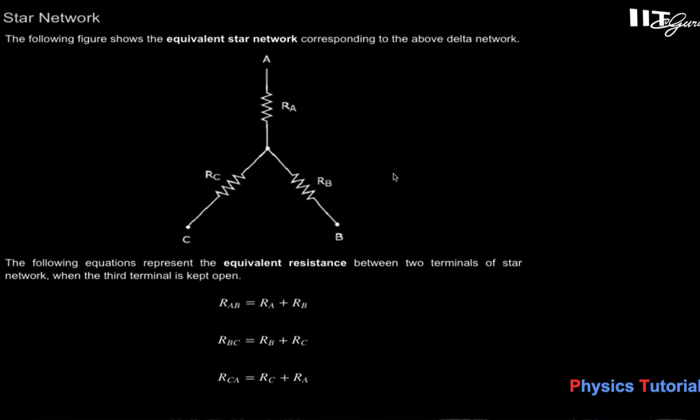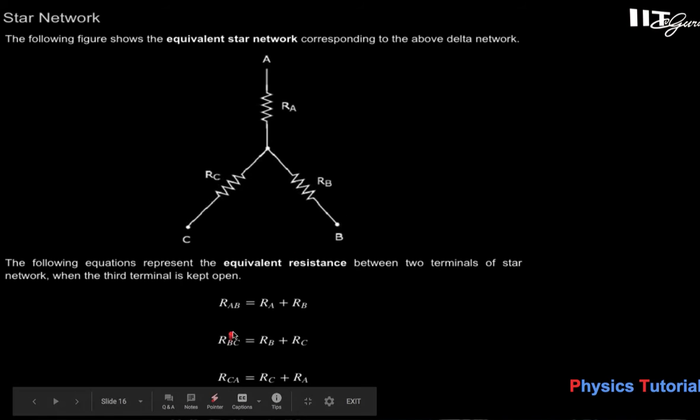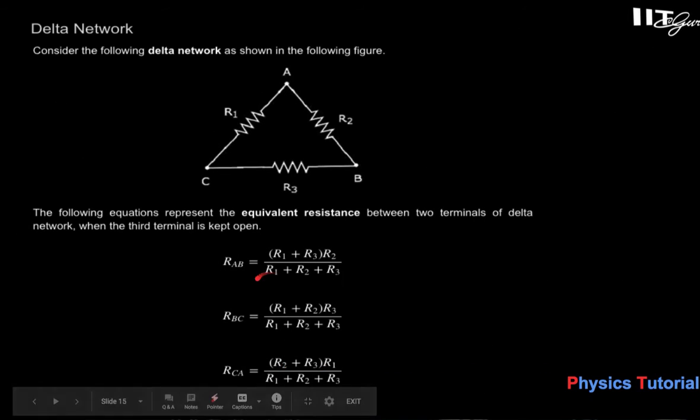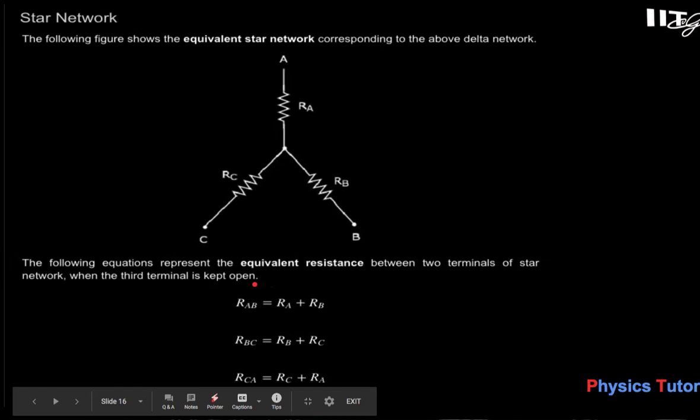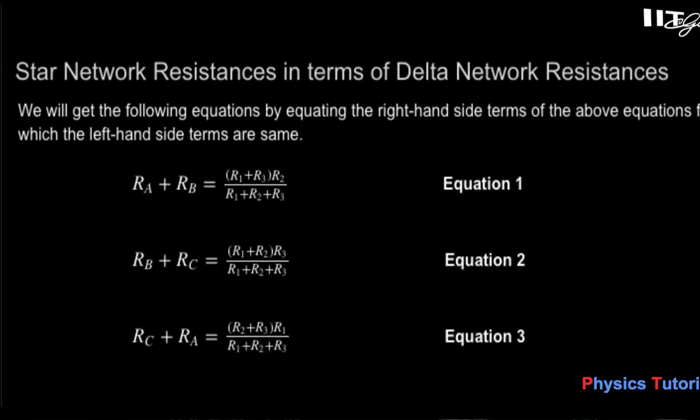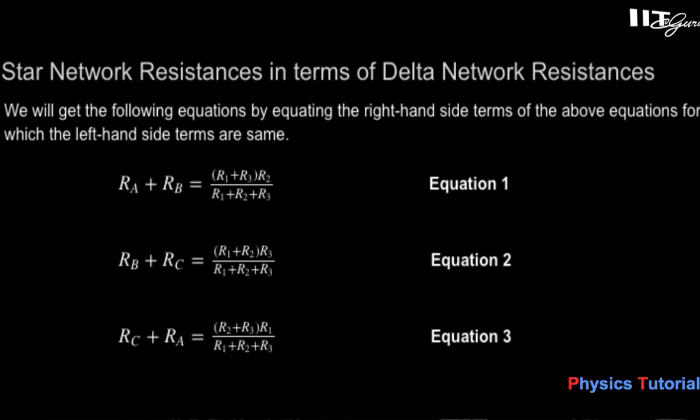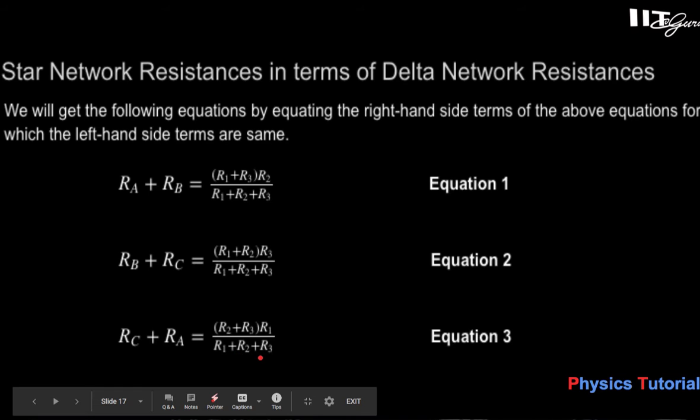So if you connect star and delta, the resistances of a star are like this, and the resistances of a delta are in this manner. If you equate them, you get the conversion of star network resistance in terms of delta network resistance. Equating these equations, you will find RA plus RB equal to (R1 plus R3) into R2 upon R1 plus R2 plus R3. It's equation 1, and similarly use equations 2 and 3 also.